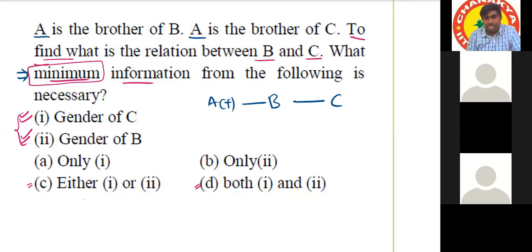We don't know B and C's gender. And to get the relation between B and C, what minimum data is required? The gender of C. If you know C's gender, we can say C is the brother of B. Yes or no? Yes, sir. If you know B's gender, we can say B is the brother of C. If you know both, we can say both their genders. But here, the minimum information is you can take either this to say the relation, or you can take this also. Then the answer is option C, not D.